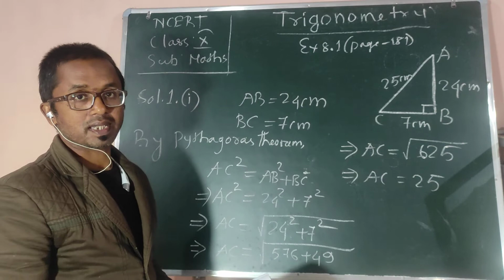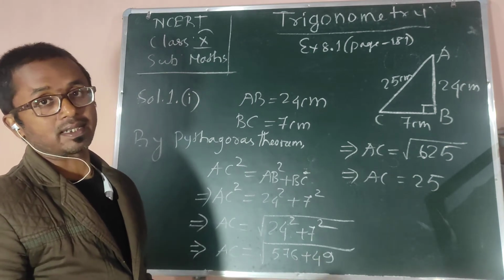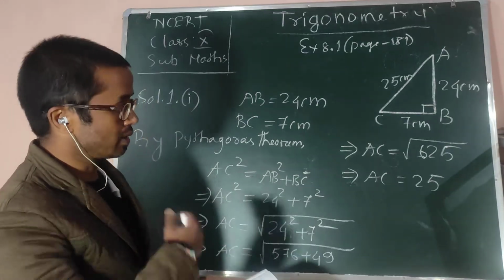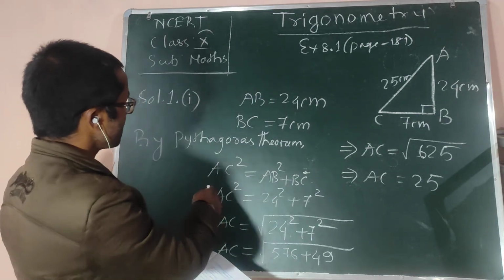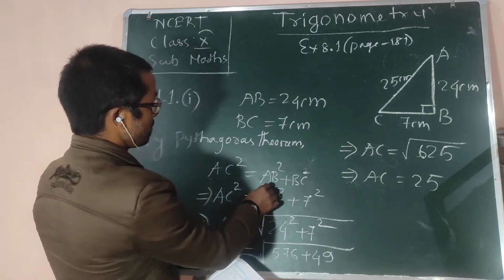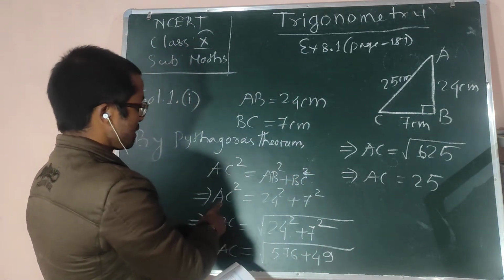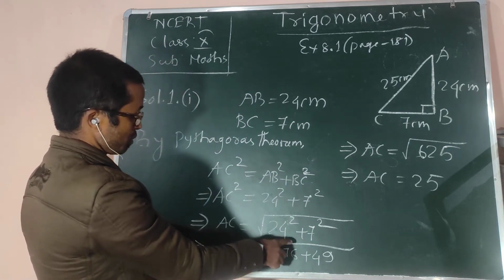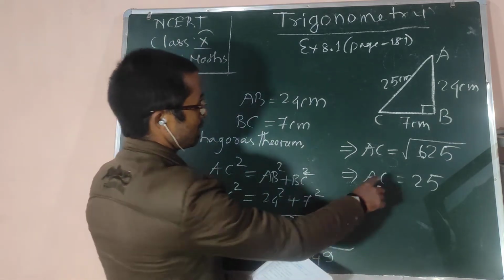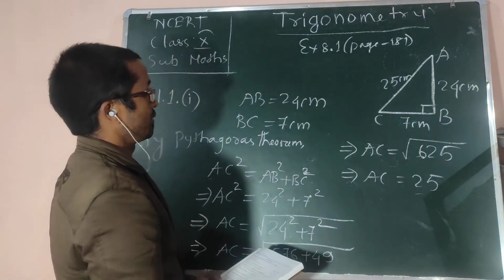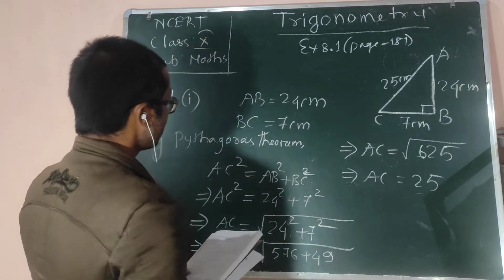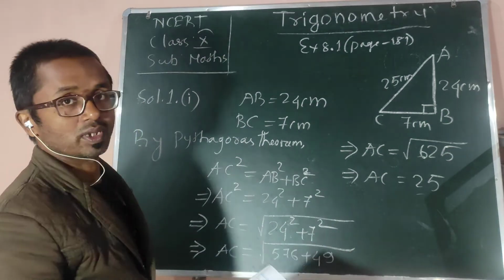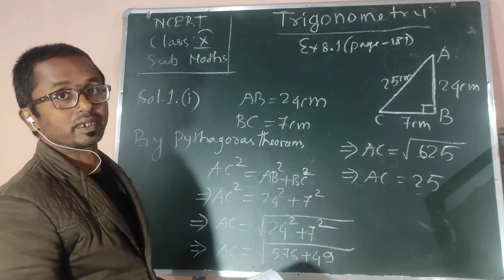What does the Pythagoras theorem say? The square of the longest side in a right angle triangle is equal to the sum of the squares of the other two sides. So I have used it. AC is the hypotenuse, so AB square plus BC square is AC square, that is 24 square plus 7 square. Now this power is transposed, then it becomes root. So here I have taken the root. So AC is 25. Please take a screenshot so that it becomes handy for you to watch later, or you can download the video.